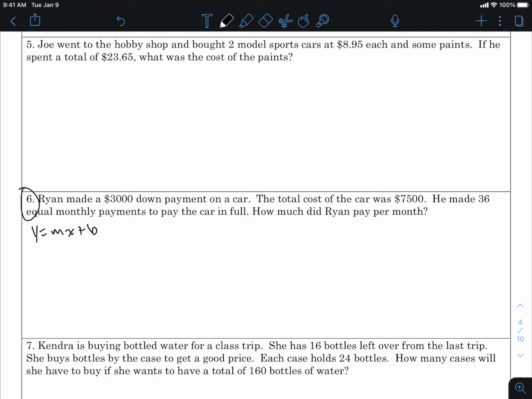Okay, so for this one here, Ryan made a $3,000 down payment on a car, right? And the total cost of the car was $7,500. He made 36 equal monthly payments to pay for the car in full. How much did Ryan pay per month?